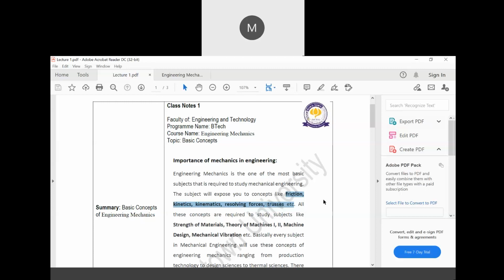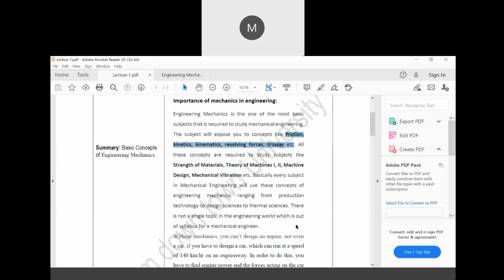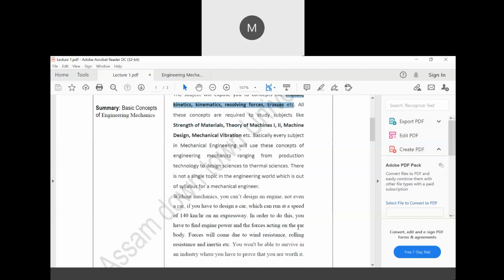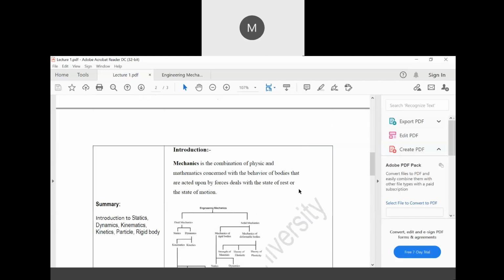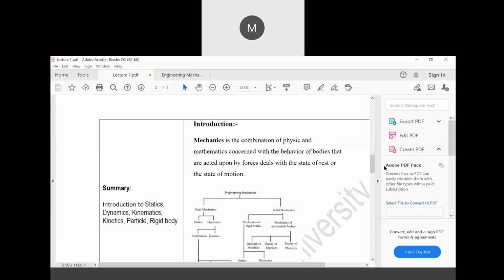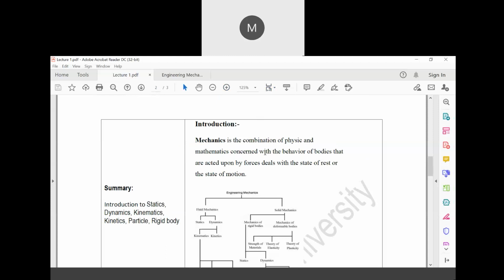Now, these concepts will be used in different subjects and structures. In every subject of civil engineering, engineering mechanics concepts are required. You just can't deal with any other subjects without knowing the basic concepts of this. Basically, all the subjects are applications of this. Now, if you look at the introduction, let's go into a bit more detail. Mechanics is a combination of physics and mathematics concerned with the behavior of bodies acted upon by force, dealing with the state of rest or the state of motion.